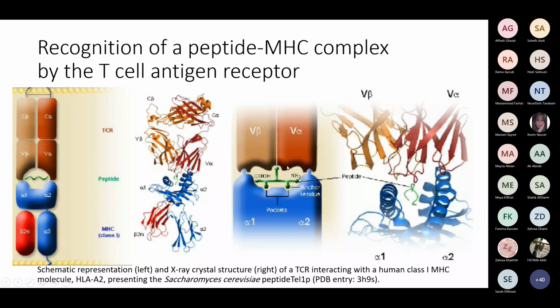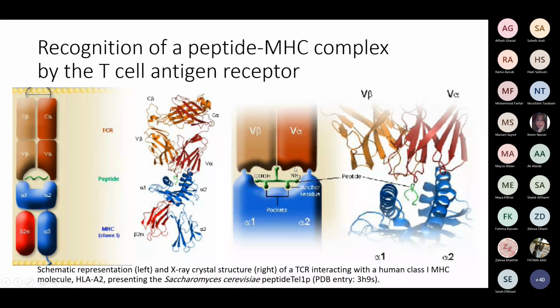As you can see, the variable region of the T cell receptor is recognizing the peptide, interacting with the peptide. It's as if the peptide is in a groove. You see? The MHC interacts with this peptide, and the T cell receptor via its variable region is binding to the peptide. Is it only with the peptide that it's binding? No, also with the MHC class 1. Yes, you can see that it's also interacting with the MHC.